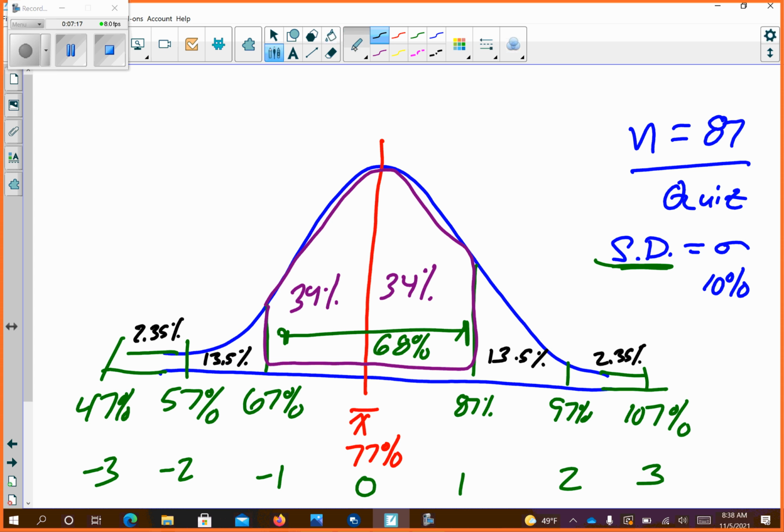So if I were to add up all of these scores here, it adds up to 99.7% of our area. Okay? So that means that 0.3% happen more than three standard deviations away, on each side. Okay? So that's important to know. So you're talking about a very unlikely event.